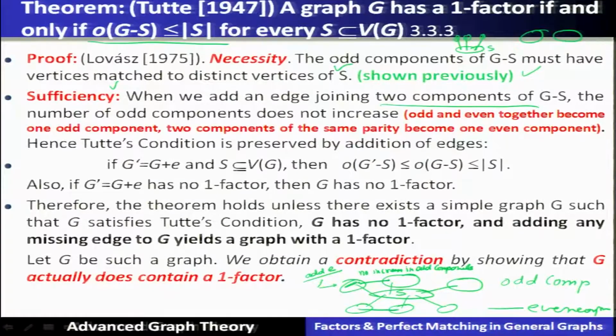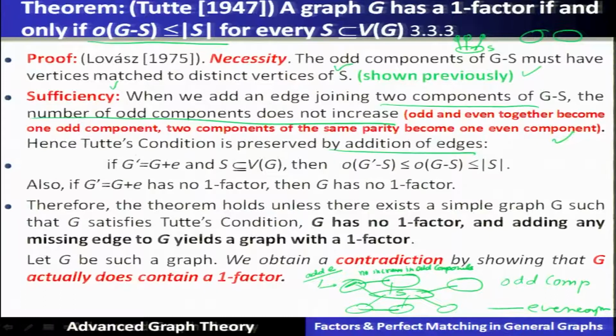Similarly, here if two even components are joined by an edge, it will become a bigger component, but still even. So, in any case when an edge is added, the number of odd components will not increase. That I have already explained. So, Tutte's condition is preserved by the addition of edges.